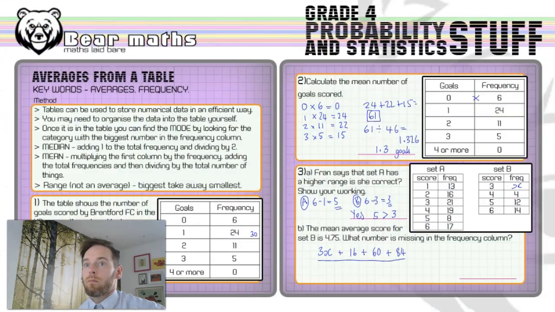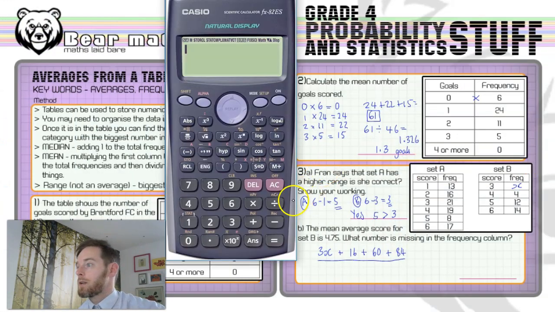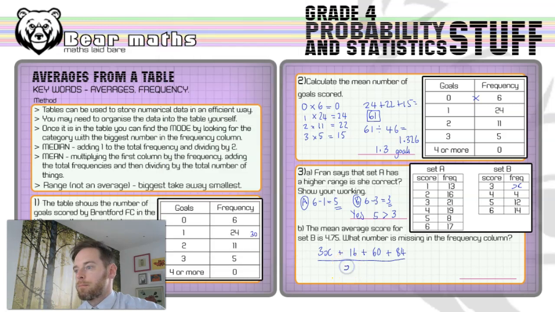Let's find out what that something is. I needed my calculator back in. So that's going to be the total frequency: x plus 4 plus 12 plus 14. So that's 18, 20, 30, x plus 30. And all of that is equal to 4.75.